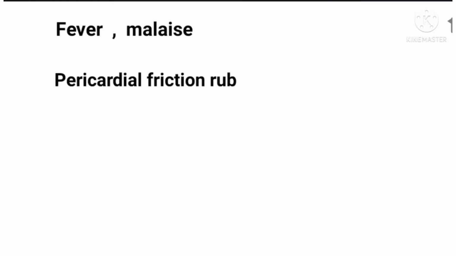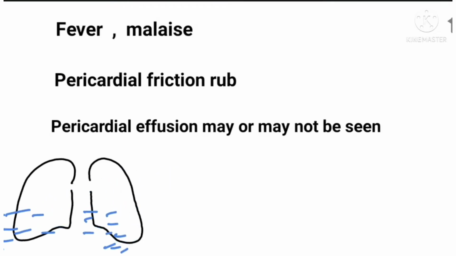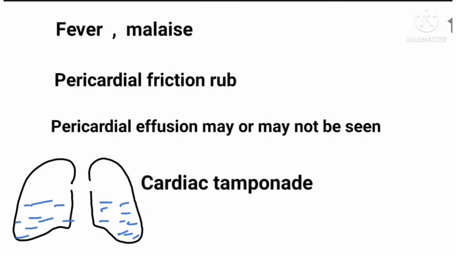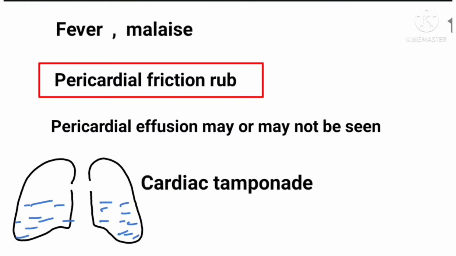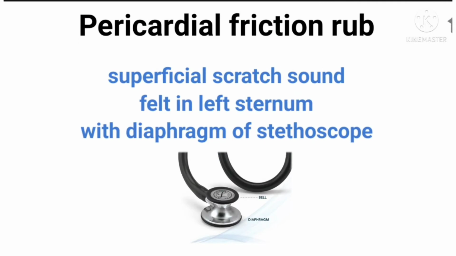Also, we may get pericardial friction rub and pericardial effusion. This pericardial effusion we may get or may not. If the pericardial effusion is more than enough, then it may also cause cardiac tamponade. This pericardial friction rub is a scratch-like sound, and it is felt at the left sternal border if we press the diaphragm of the stethoscope at that area.